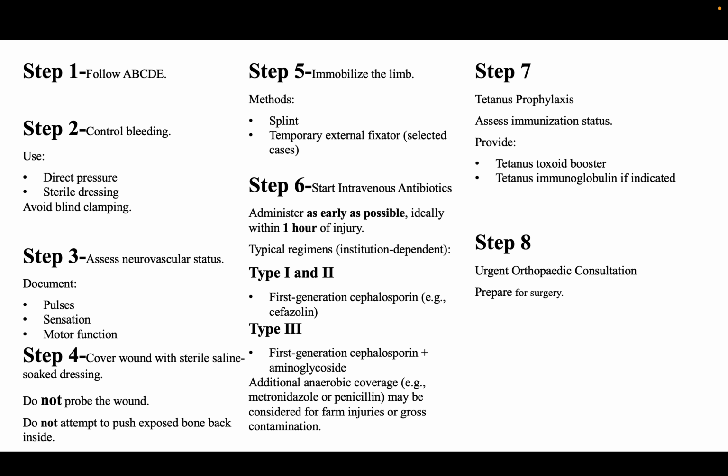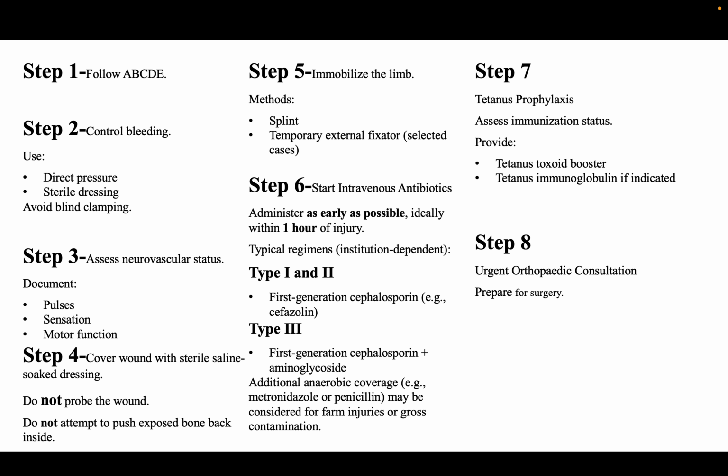Step 3, assess the neurovascular status: document pulse, sensation, and motor function. Step 4, cover the wound with a sterile saline-soaked dressing. Do not probe the wound. Do not attempt to push the exposed bone back inside. Step 5, immobilize the limb with a splint or temporary external fixation.